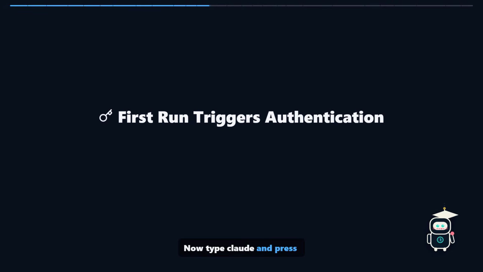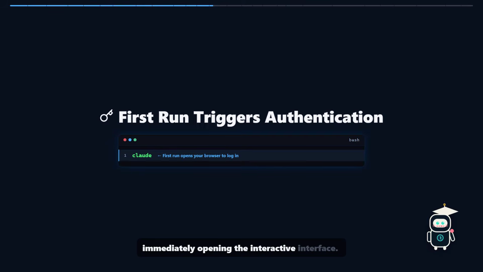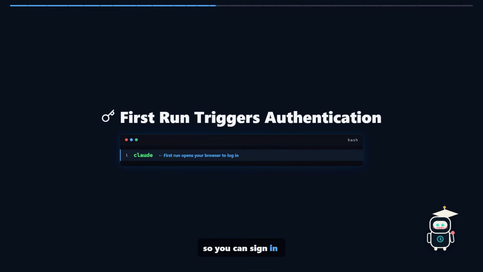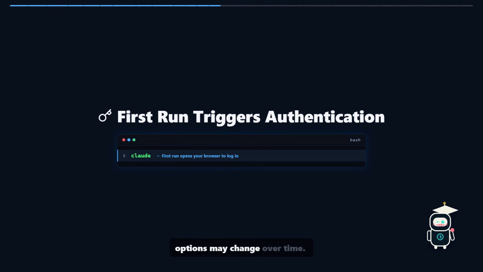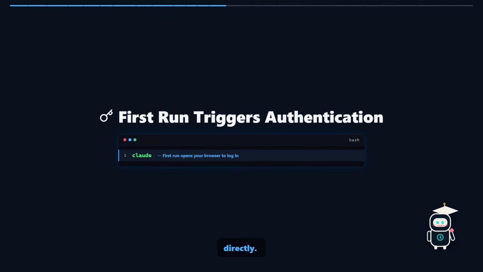Now type Claude and press enter. The first launch starts the authentication process instead of immediately opening the interactive interface. Your browser should open automatically so you can sign in and authorize Claude Code. Make sure you're using an account that meets the current requirements for Claude Code, as those options may change over time. Once authentication is complete, return to your terminal and continue with the setup. This is a one-time step, and future launches should open Claude Code directly.